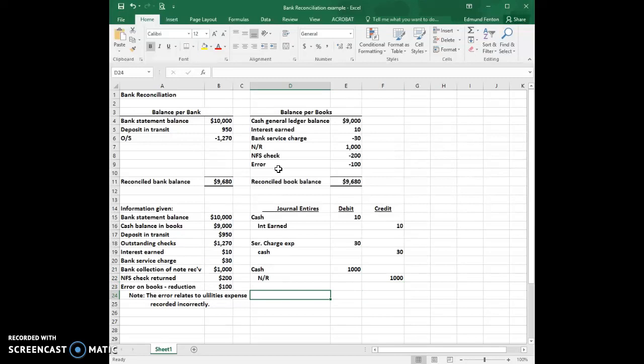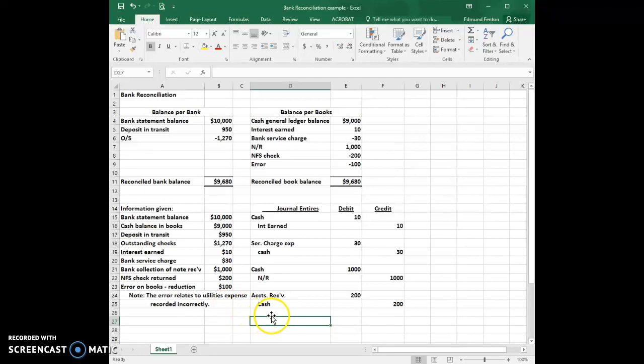And let's see, the non-sufficient fund check. The customer owes us that money again, so we're going to debit accounts receivable. They owe us the money, so we need to increase accounts receivable and show that our cash is being reduced. The bank has already taken that from our cash account, 200.